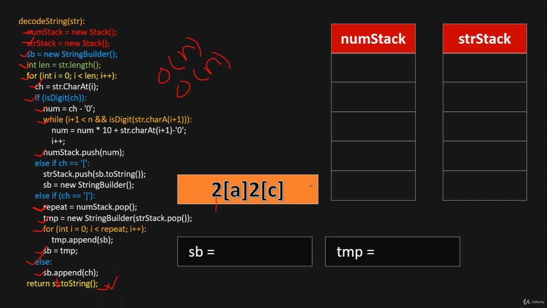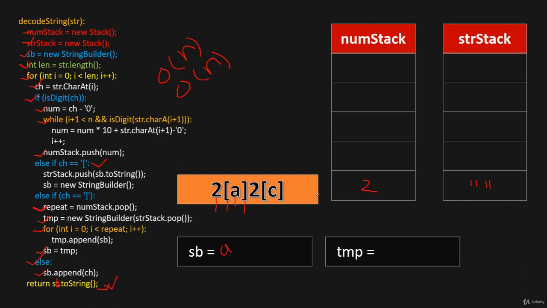First we have our digit, so let's insert it to our num stack. Then we have our opening bracket. When you have an opening bracket, we'll insert whatever we have in string builder to our string stack. We have empty, so let's insert here empty, and let's set our string builder to empty, and that's already empty. Then we have our character. Let's insert the character to our string builder. Then we have the closing bracket.